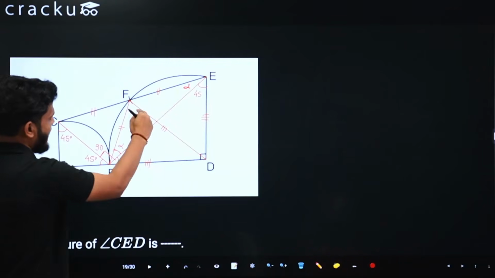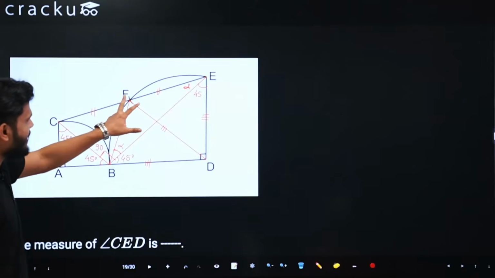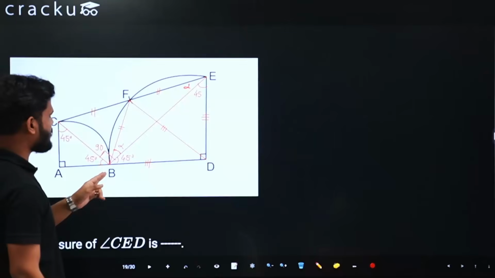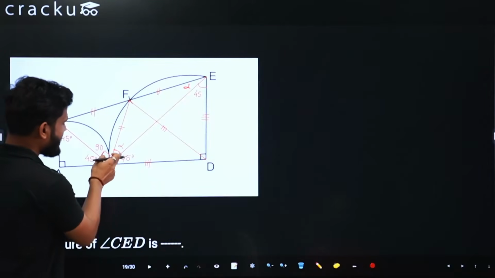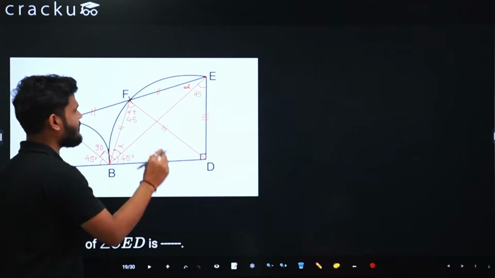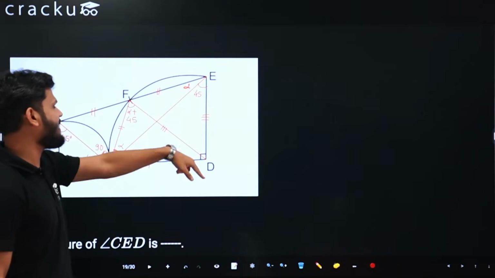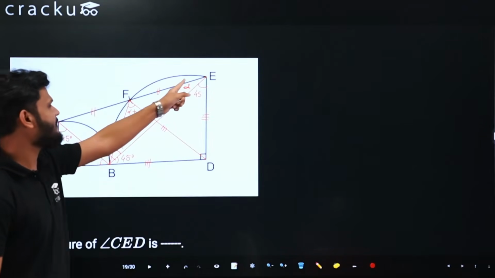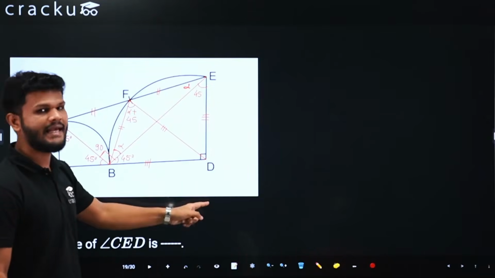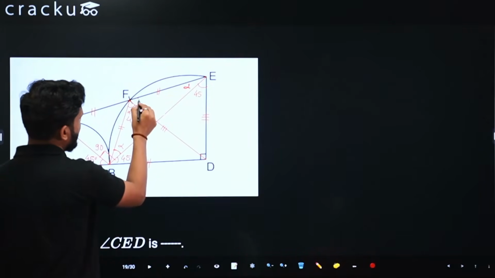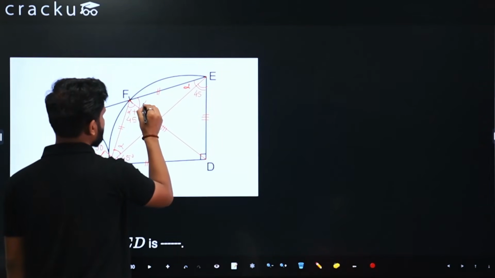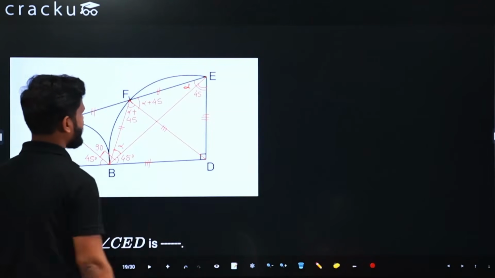Now focus on triangle FDB. In triangle FDB, FD is equal to BD, so this complete angle FBD will be equal to angle BFD. So FBD is alpha plus 45, so this will be alpha plus 45. Now look at angle FED. In triangle FED, FD is equal to ED or DE, so these two angles, this one and this complete angle, will be equal. This complete angle is alpha plus 45, so this will also be alpha plus 45.